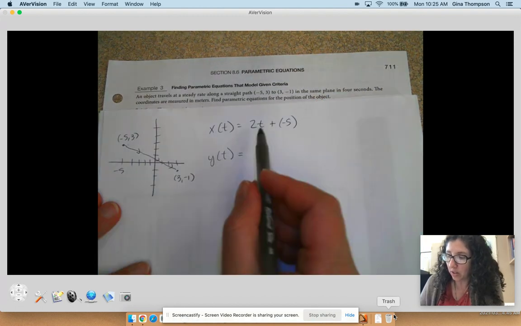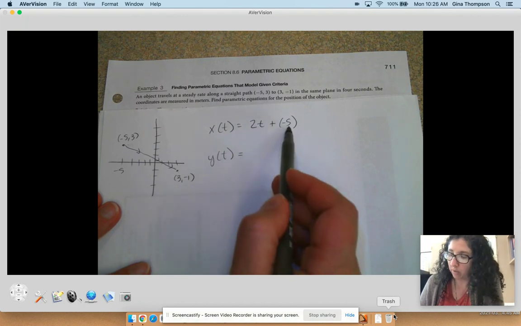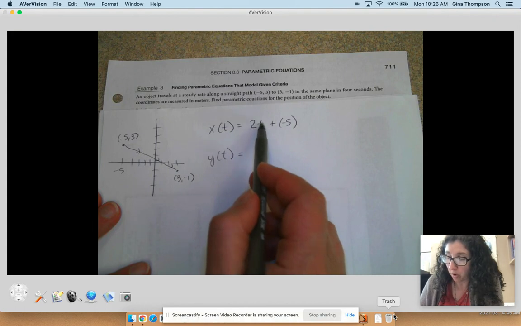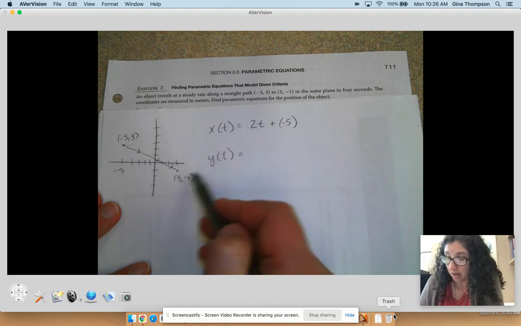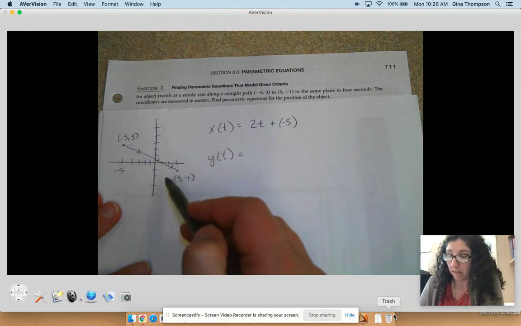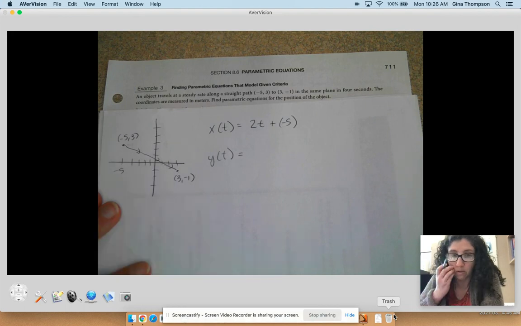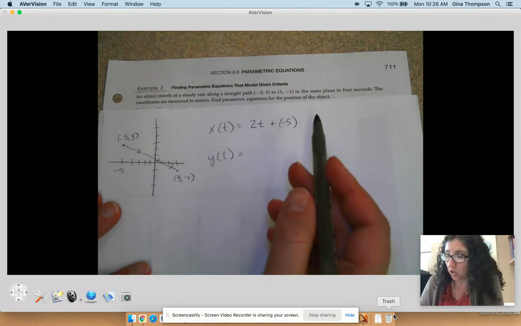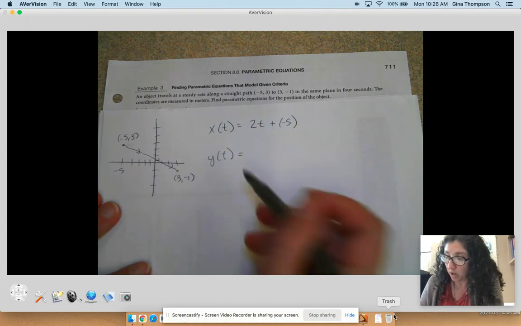So let's just check this out. If t is 0, our x value is -5. If t is 4, we're at, let's see, 2 times 4 is 8, minus 5 is 3. Yeah, that gets us there, right? Because we're moving along this line in a steady motion. So in the x direction, we can write it as a linear equation. So maybe think for a minute, what do you think our y equation is going to look like?